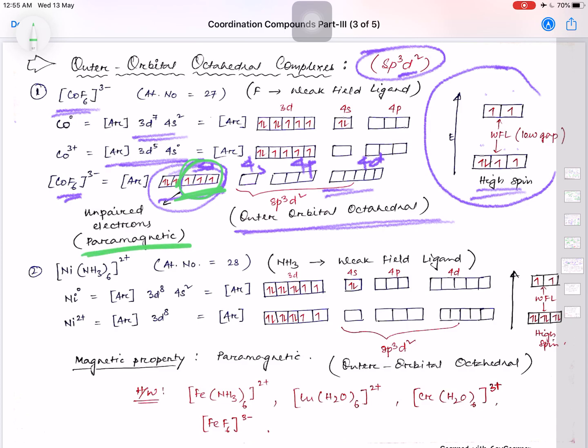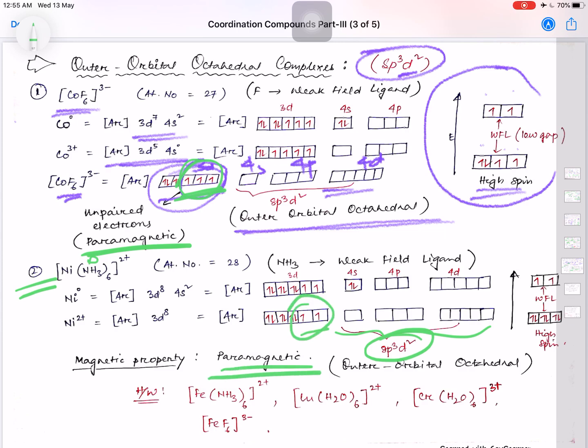Same, you take this example, [Ni(NH3)6]2+. Ammonia is 0, so it will be +2 oxidation state for nickel. So same, hybridization will be sp3d2, and we'll get an outer orbital octahedral complex. And since unpaired electrons are present, it will be paramagnetic in nature.